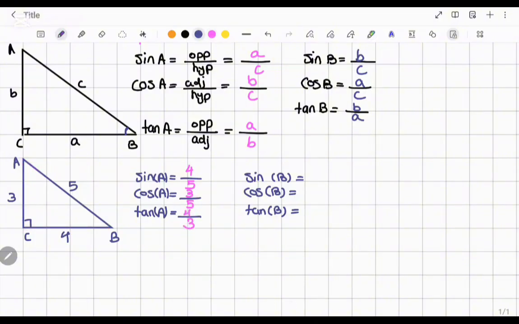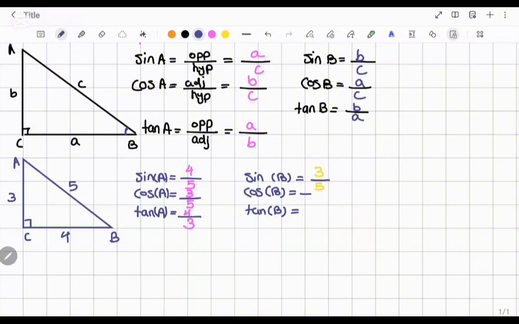Let's go for angle B. So again, opposite over the hypotenuse. This is angle B. What's opposite to angle B? This side, right? Because if this is angle B, this is the side that is facing angle B. So it's going to be 3 over the hypotenuse, which is 5, okay?